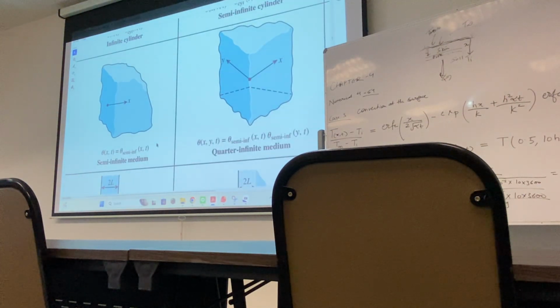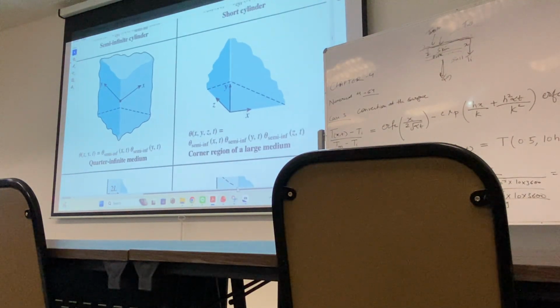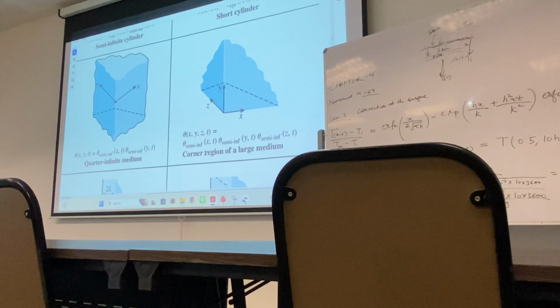Semi-infinite medium, any type of medium. Okay, one dimension, just X. Quarter is like you are in a corner, right, and you have two directions, X and Y. So you just study in X and Y, and then just multiply them. Corner region you have now three dimension. So how will you study three dimension? Simple, just study heat transfer in each and multiply. Okay.